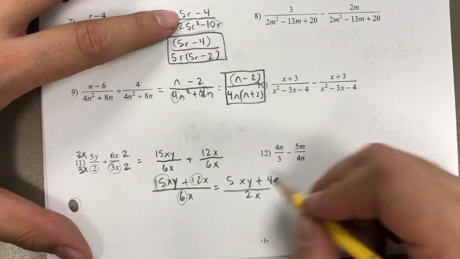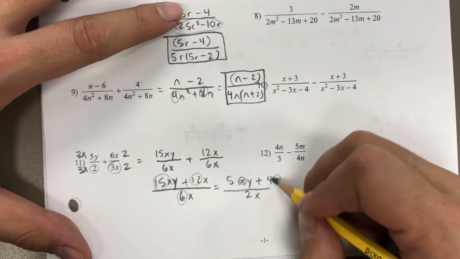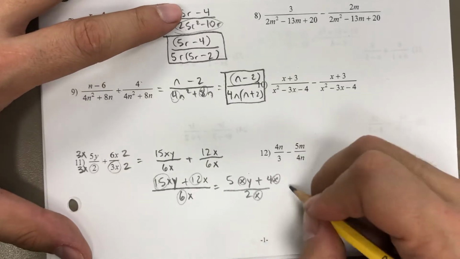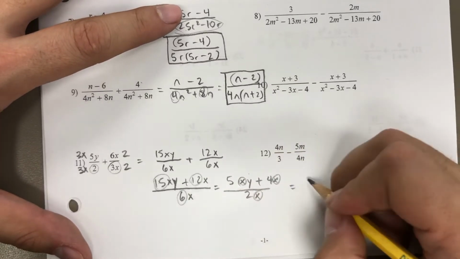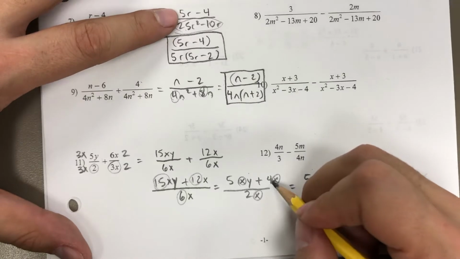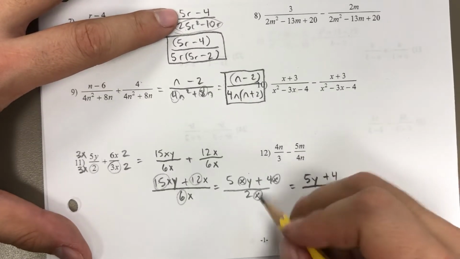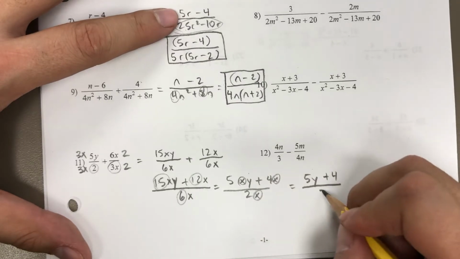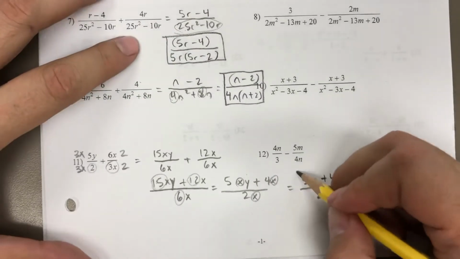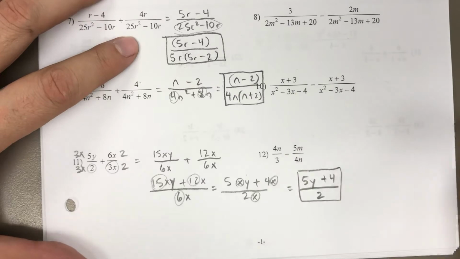But then look at the variables. Every one of these has an x on it. So I'm going to divide out one x from each of these, and I get the following. 5y. And then the 4 divided by the x, so the x goes away, so it's just plus 4. And then the denominator, if I get rid of the x, it's just left with a 2, and that's it. So 5y plus 4 over 2.